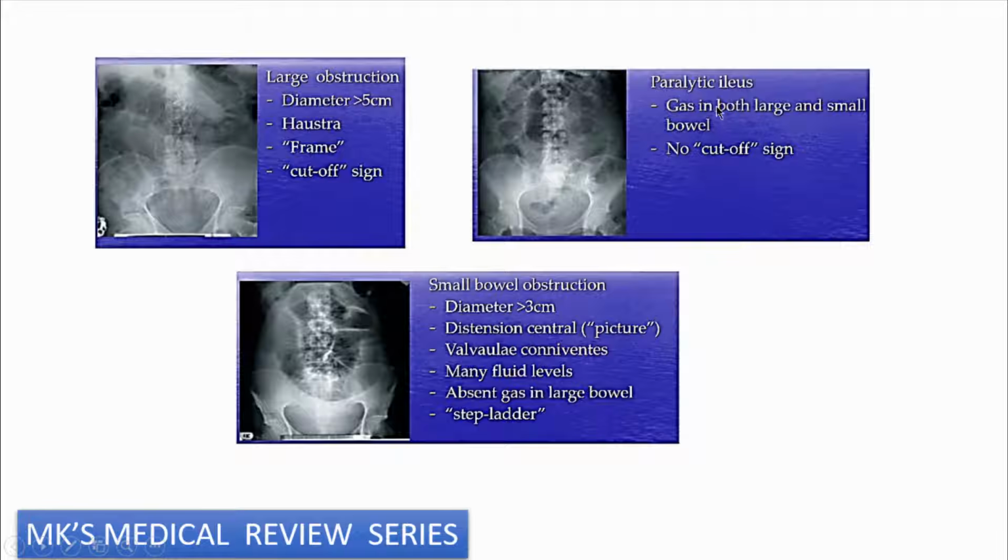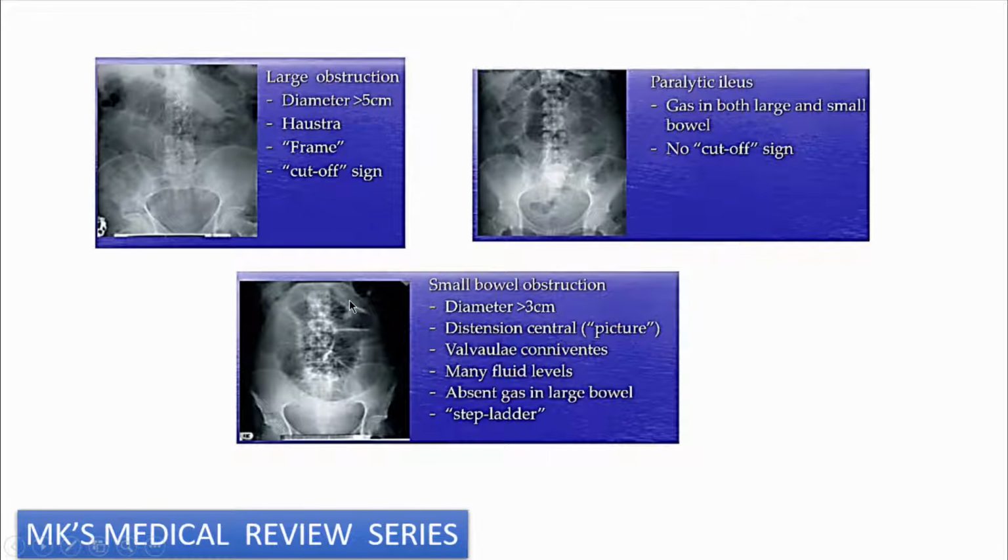Then with paralytic ileus, you may have gas both in the large and the small bowel. There's no cutoff sign, so the bowel is continuous through and through. Then in small bowel obstruction, I already explained this. So you have this dilatation that's greater than 3 centimeters. The distension is central, so it's like a picture, while here it's like a frame on the sides. Then you have valvulae conniventes, you have multiple air fluid levels, you have absent gas in the large bowel, and then of course a step ladder appearance.